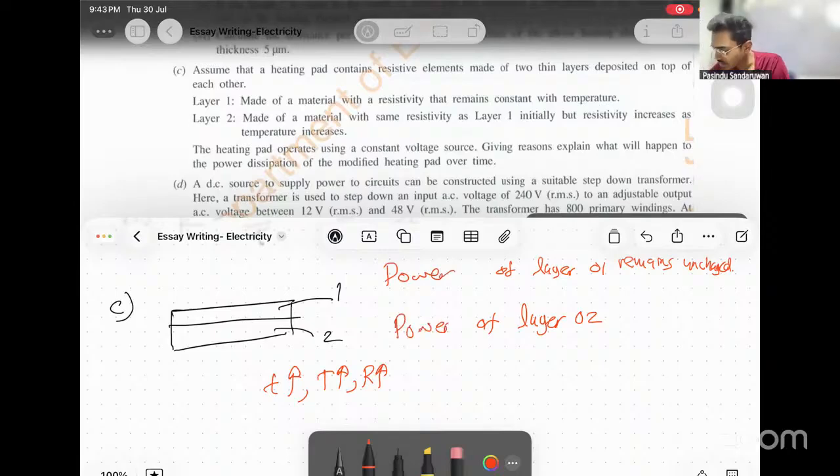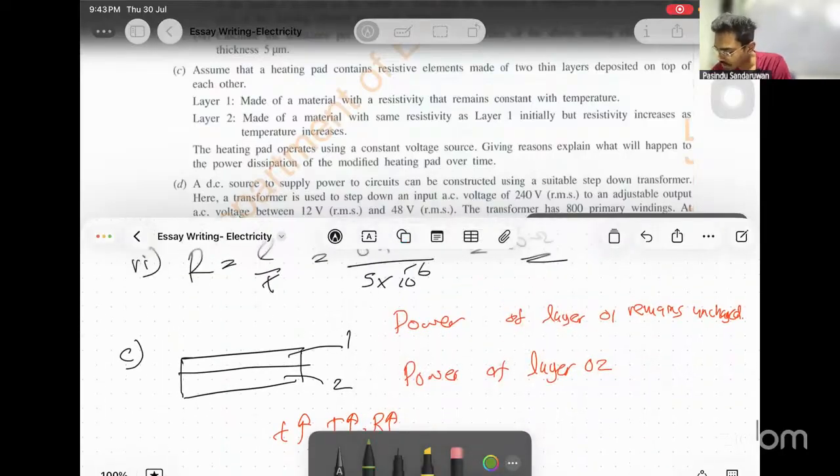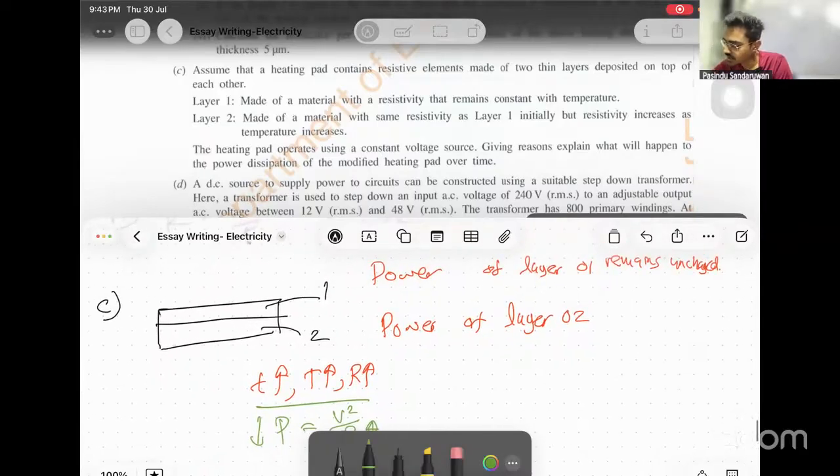Then about power, that is the opposite of the resistance, no? Power you can't know, no? Because we know our equation is about power. Power is given by, if potential difference is unchanged, V squared over R. Then when R increases, power decreases. Then the power of layer 2 decreases with time, right?